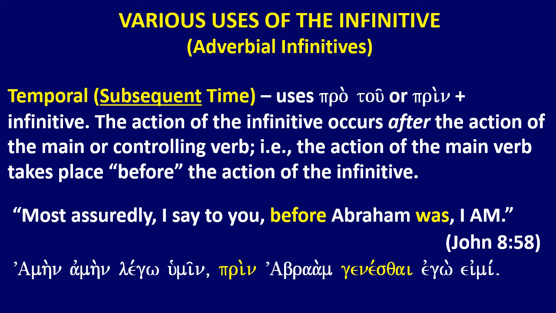John 8:58. "Most assuredly, I say to you, before Abraham was, I am." Now in John 8:58, we have a very well-known ego eimi statement, an I am statement in John's gospel that indicates deity. And Jesus, of course, is saying more than the fact that he pre-existed Abraham. He's saying, I am the I am of the Old Testament. But our point is not so much to look at the ego eimi statement here, but to look at the infinitive use of genesthai, which is preceded by the word prin.